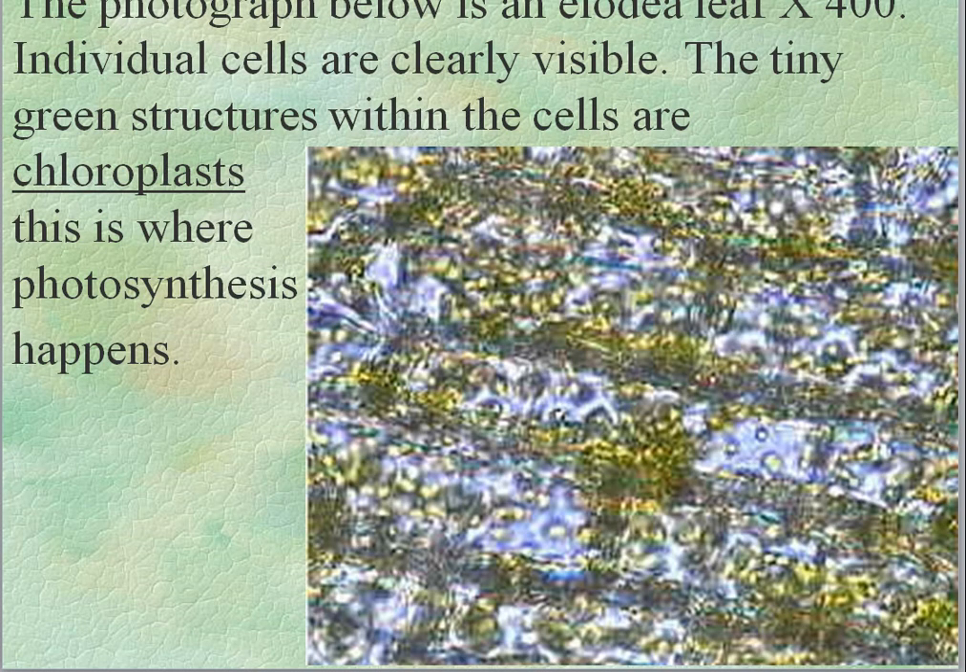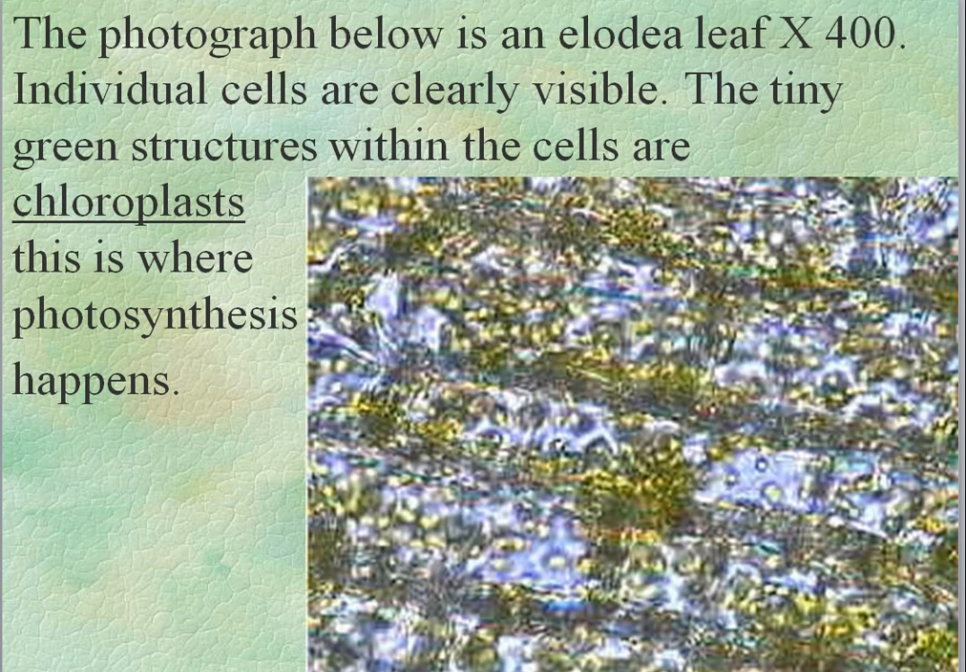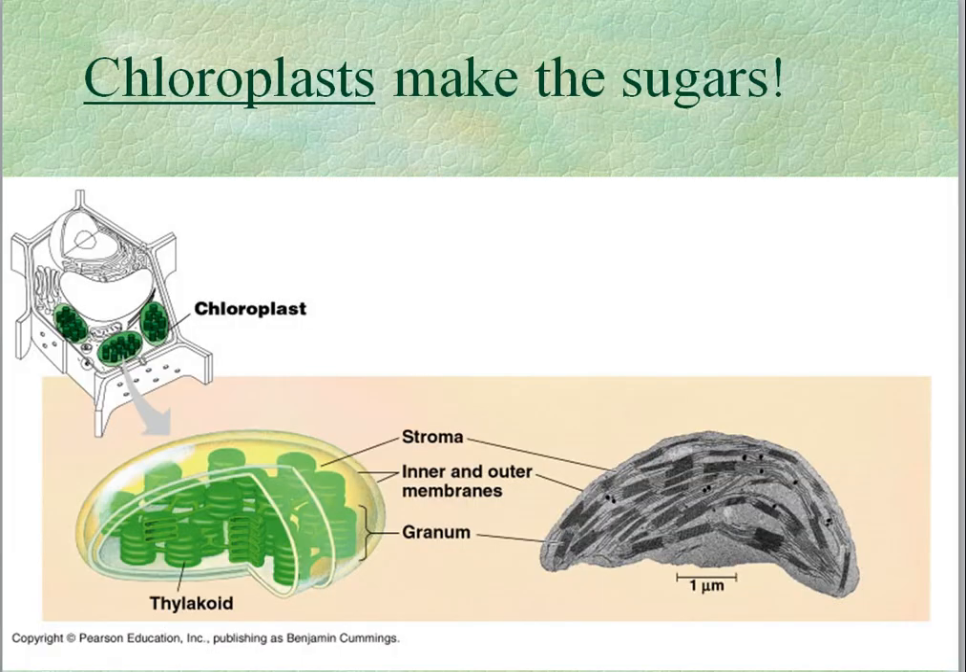The photograph below is an elodea leaf, where individual cells are clearly visible. The tiny green structures within the cell are chloroplasts. This is where photosynthesis happens. Chloroplast makes the sugars. This is chloroplast, and there are structural formulas in the stroma, in the outer membrane, because chloroplast consists of two membranes and granule.